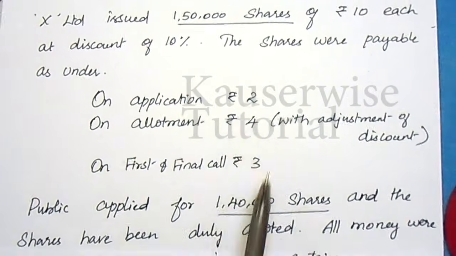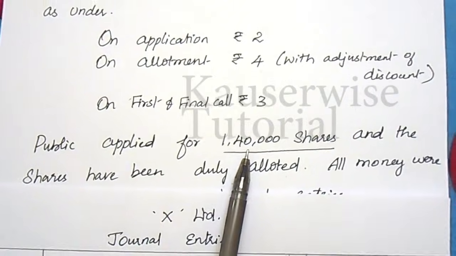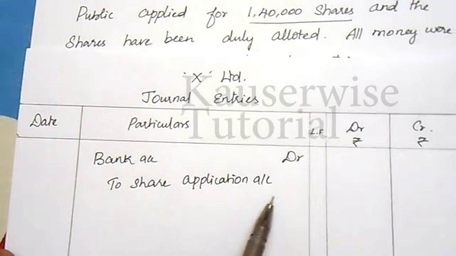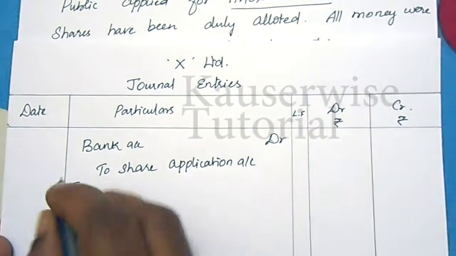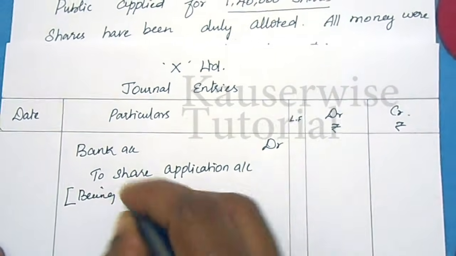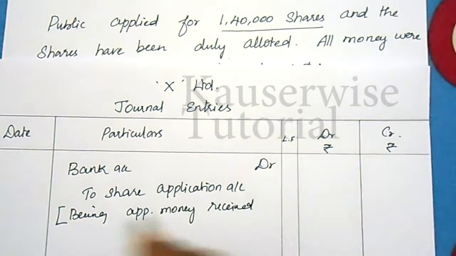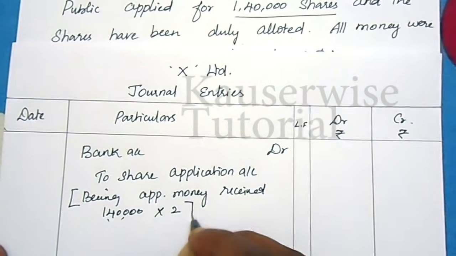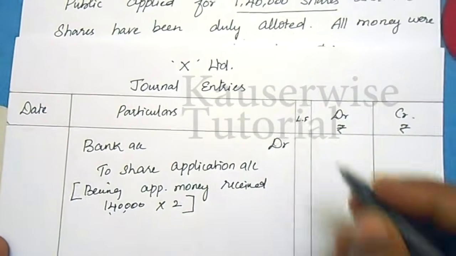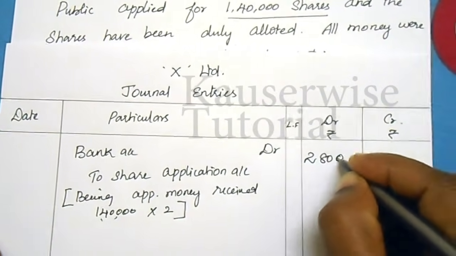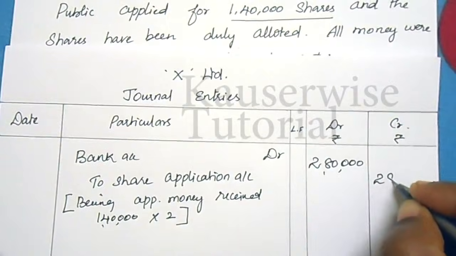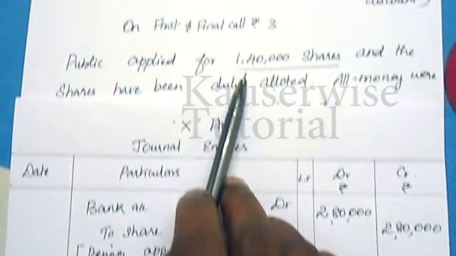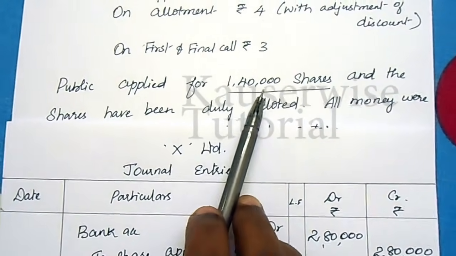So how many shares applied? 1,40,000 shares. So 1,40,000 into 2 rupees. What is the entry? First entry, bank account debit to share application account. Here you write the narration: being application money received. 1,40,000 applications received, each 2 rupees, so 2,80,000 received from the public. When it is under subscription, you take only the applications applied by the public.